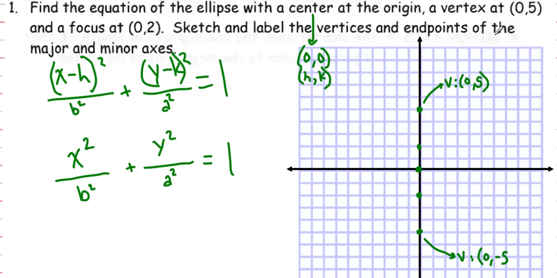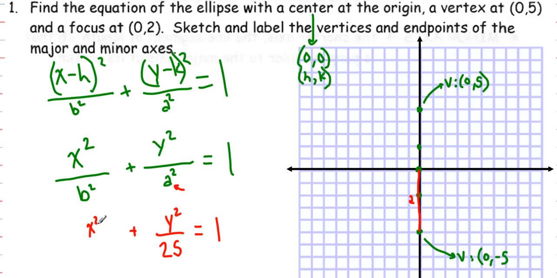And they want the endpoints of the major and minor axes. So the vertex is the endpoint of our major axis. So this line here from our center to that vertex, that is our value a. So that's 5 long. So if we wanted to plug that into our function, then we've got y squared over 5 squared, which is 25.